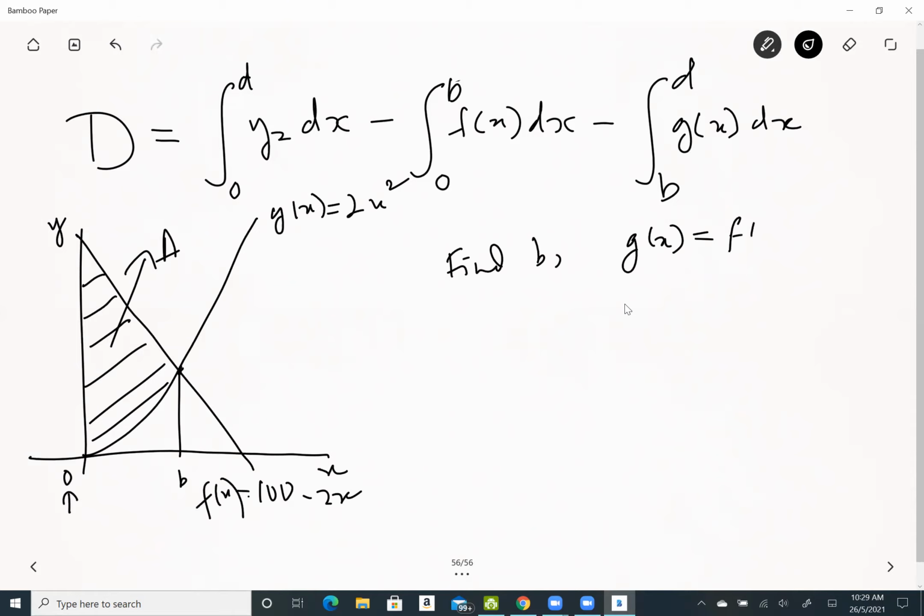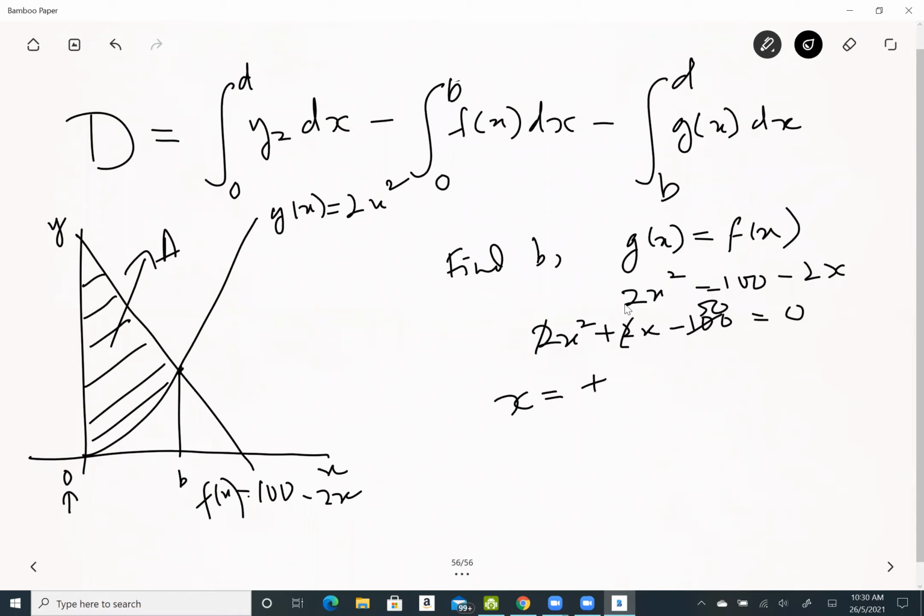So what do you get? You get 2x squared equal to 100 minus 2x. Okay, so there will be 2x squared plus 2x minus 100 equals 0. So x is 50. This is a bit difficult to find, so you need to use the formula. Formula x equals, plus minus b.